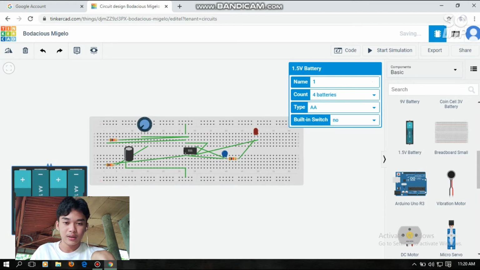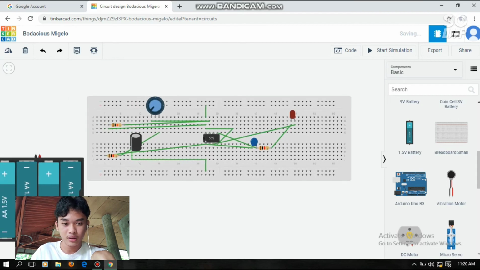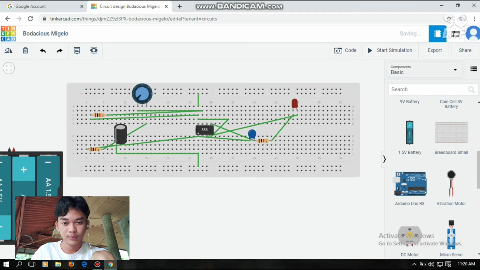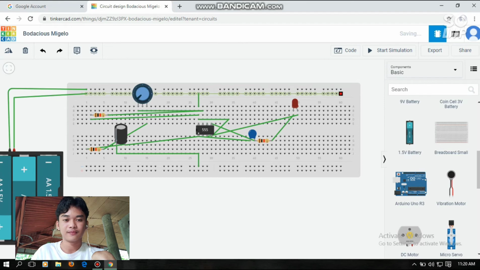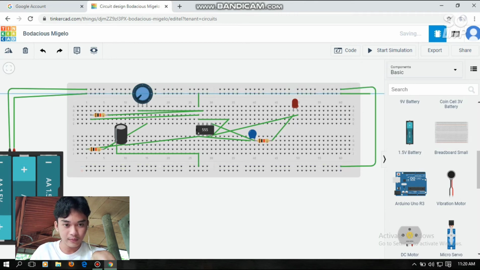I'm going to make the battery 6 volts. The positive connected to the positive breadboard, and the negative connected to negative. Connect it here to negative, connect it here to positive.